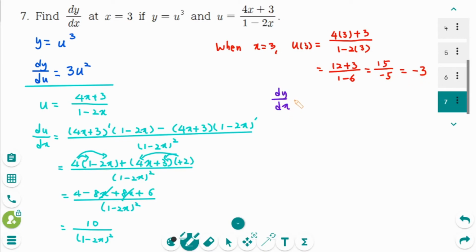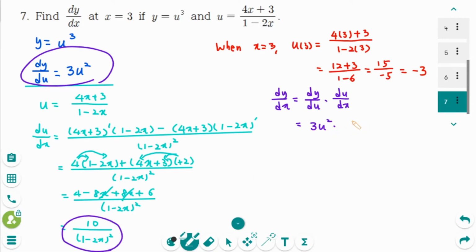dy/dx equals, we can rewrite as dy/du times du/dx. dy/du equals 3u squared, and then du/dx equals 10 over 1 minus 2x squared. So dy/dx, when x equals 3, then u equals minus 3.